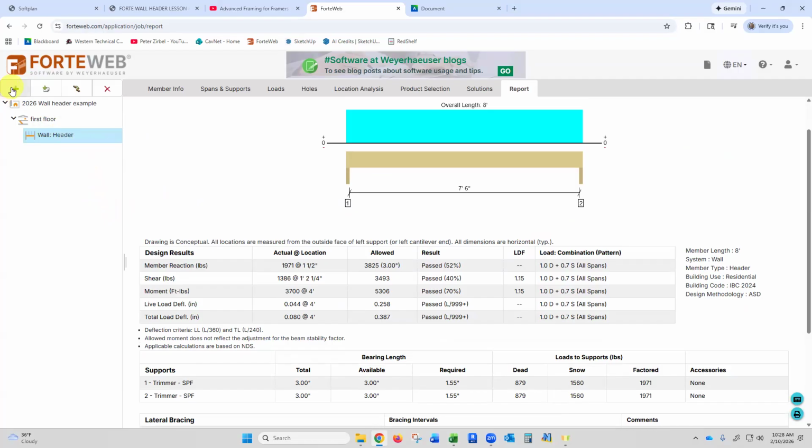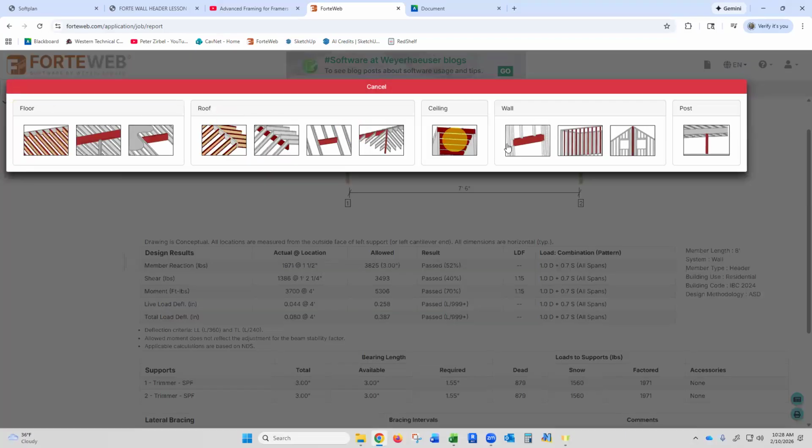Okay, so let's go ahead and we'll do a new header. We're going to click on Add Member. We're going to pick a wall header again.